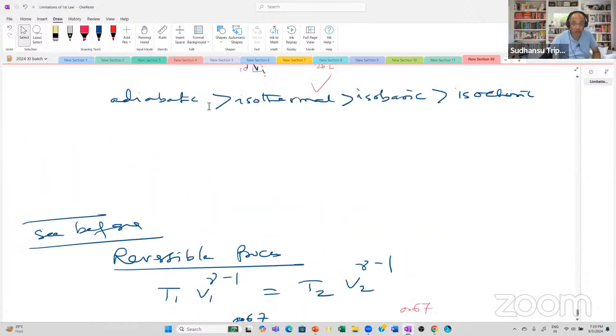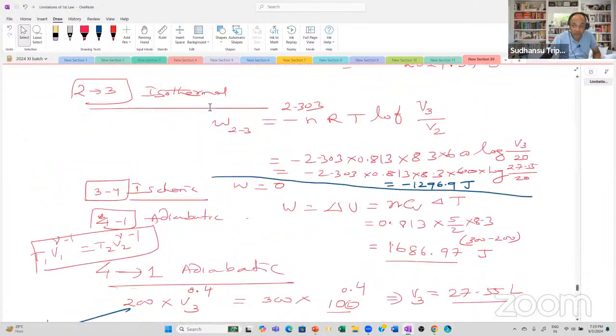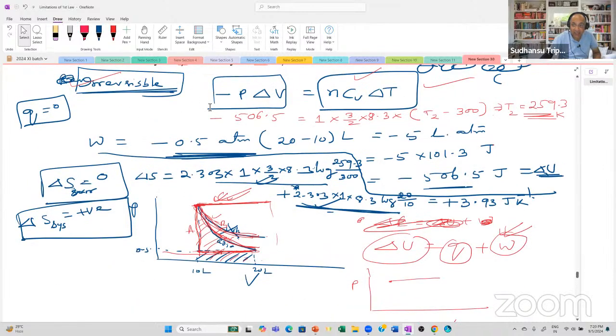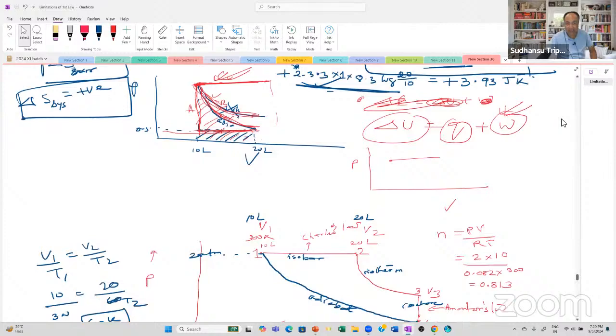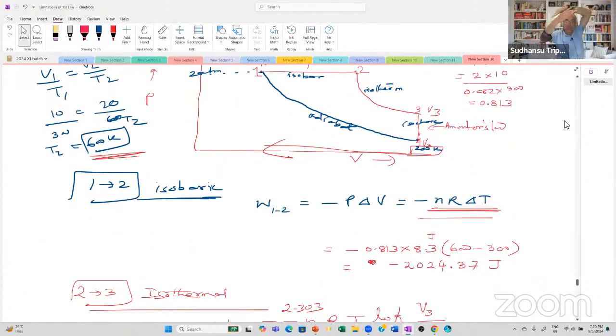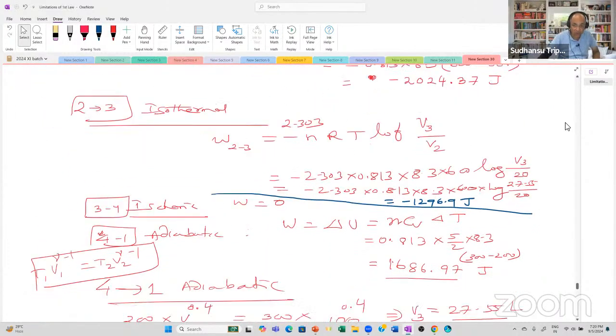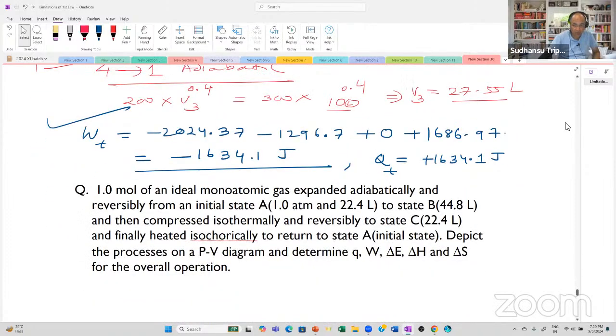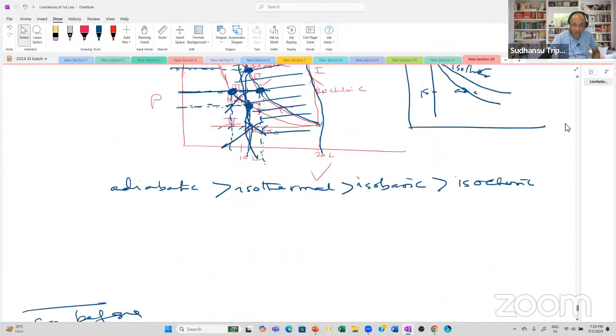Now see how much lower than this. It was 259. It was so high. 300 initial dropped down to 259.3 in the irreversible case, because it is the small rectangle, and in the reversible case, which is the total area bound by the graph, it is more. So the temperature drop is more, and the final temperature that we found is 188.5.